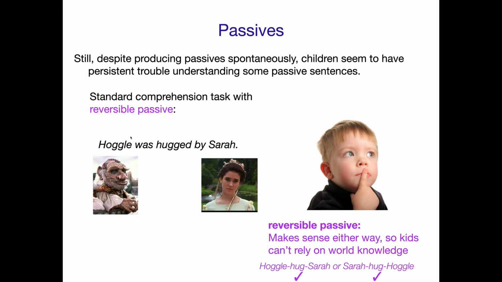So this is a reversible passive. Hoggle was hugged by Sarah. And if the child really understands the passive structure, they'll figure out, oh, Hoggle's the one getting hugged. Sarah's the one doing the hugging, despite the word order, or perhaps, again, as indicated by the word order with the other passive markers, like the was and the by.